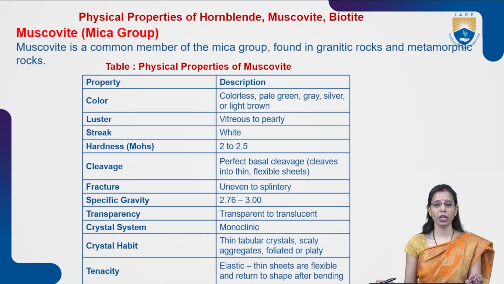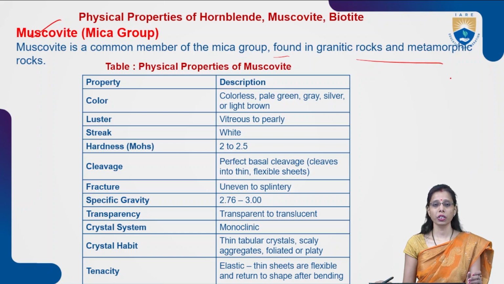Now, coming to the mica group or muscovite. Muscovite is a mineral which comes under the mica group. In the mica group, we have two types of mineral: one is muscovite, the other one is biotite. Muscovite has a shine, a luster, and has huge applications in various industries because it has a heat-resistant property. Muscovite is a common member of the mica group, found in granitic rocks and metamorphic rocks.